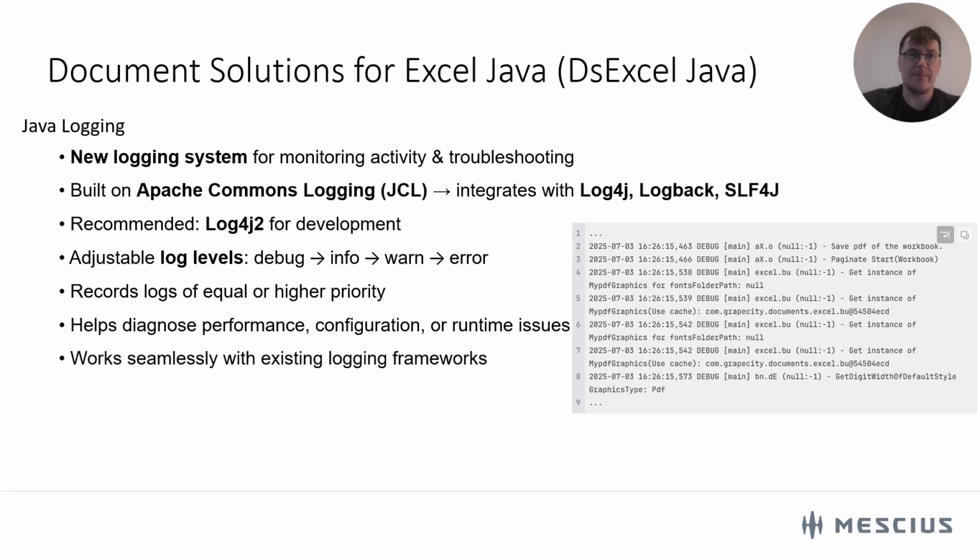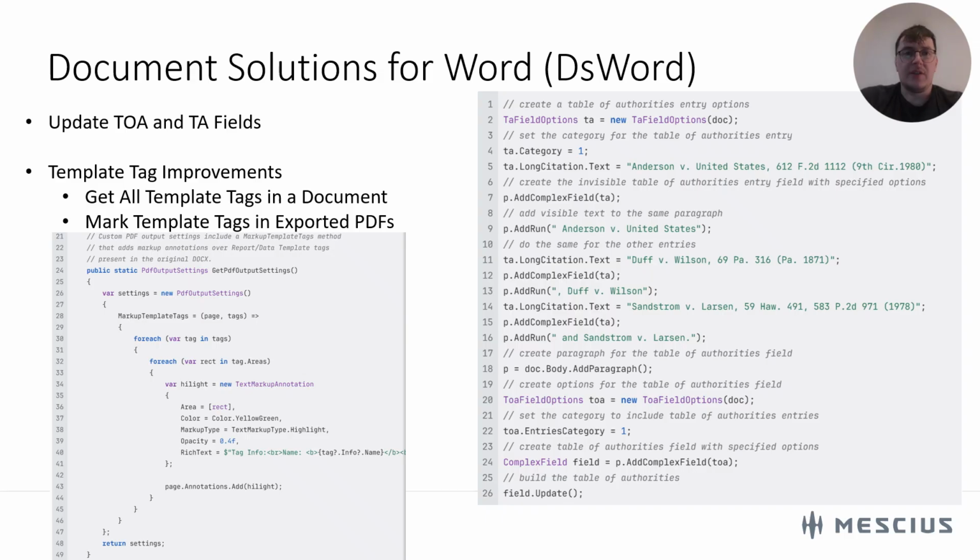at runtime. With the v8.2 release, Document Solutions for Word delivers powerful new APIs for legal and reference-heavy documents. You can now fully create, read, and update tables of authorities and their individual entries programmatically. The TOA field options and TOA page number options classes give you complete control over TOA formatting and numbering, while CitationCategoryMap ensures accurate category naming.